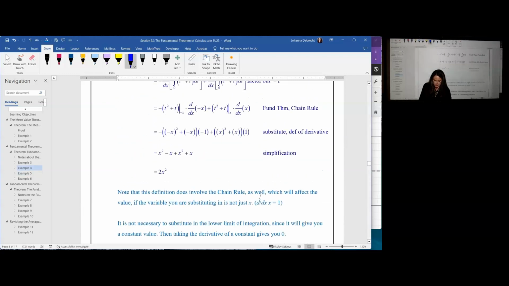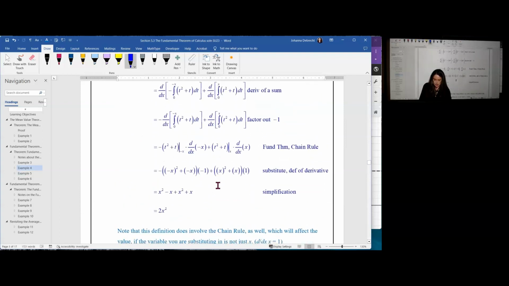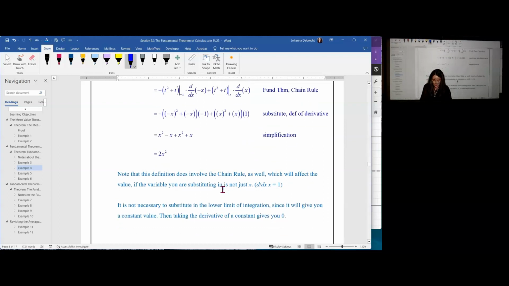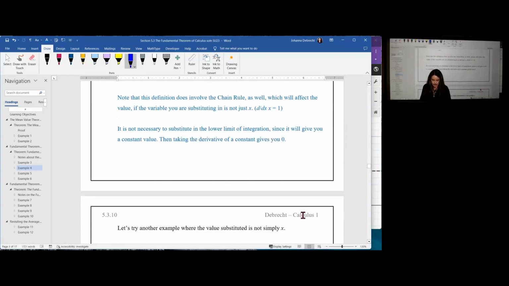Some students wonder why, when we substitute, we only substitute in the value of the upper limit of integration. Why don't we substitute in the lower one? If we were going to substitute in the lower one, and then we take the derivative, well, they just go away. So it's not necessary to substitute in the lower limit of integration.